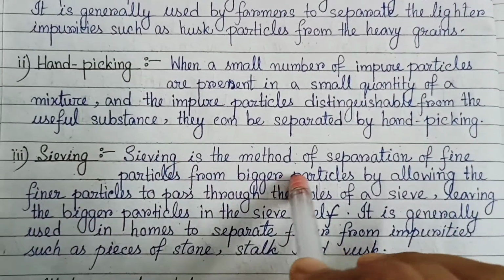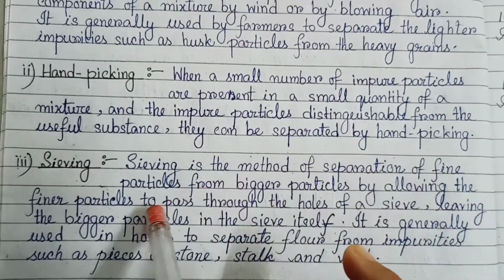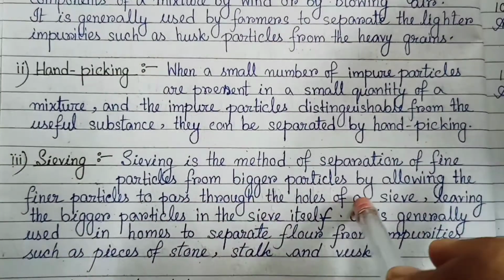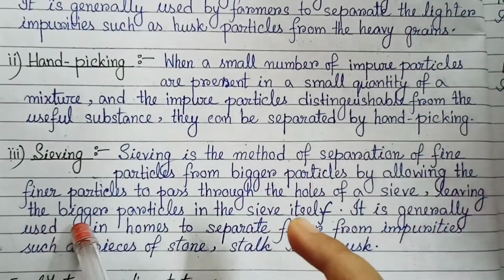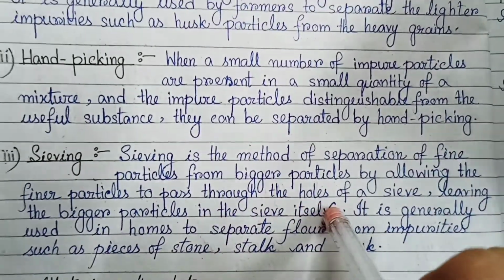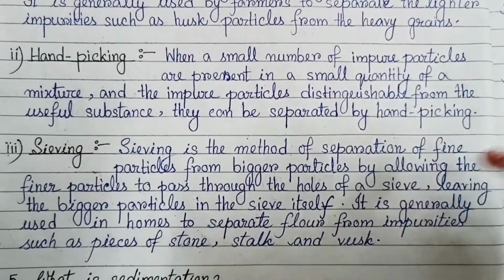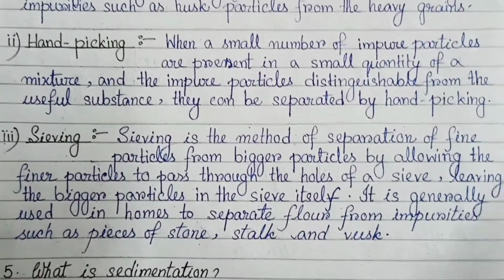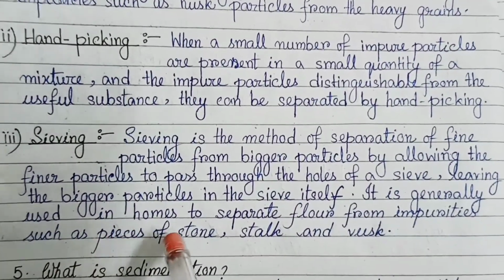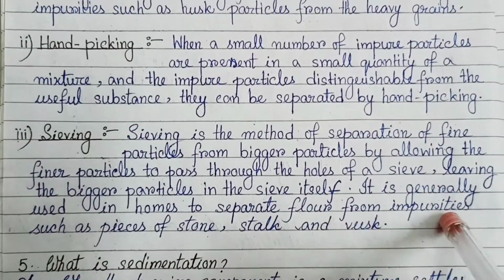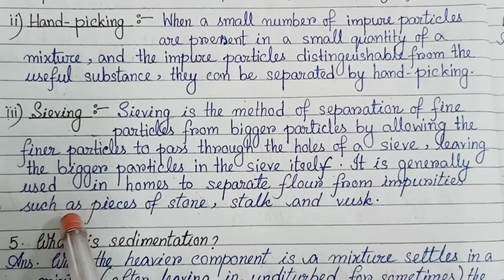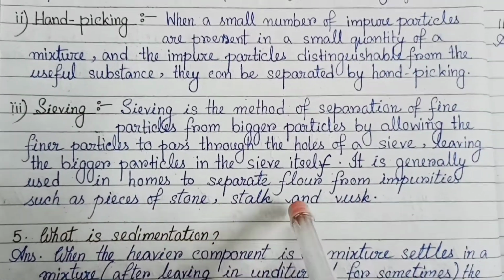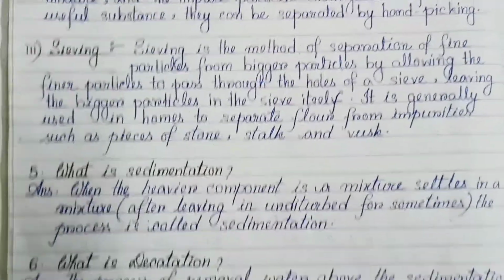Sieving is the method of separation of fine particles from bigger particles by allowing the finer particles to pass through the holes of a sieve, leaving the bigger particles in the sieve itself. It is generally used in homes to separate flour from impurities such as pieces of stone, stalk and husk.